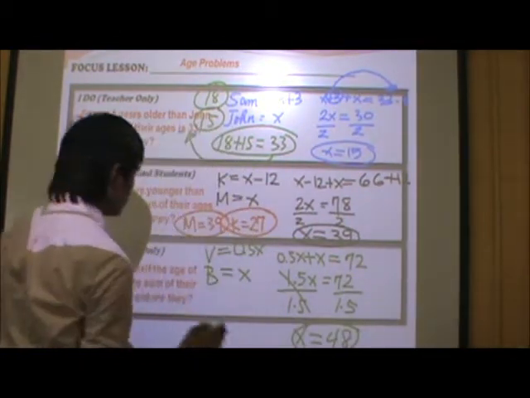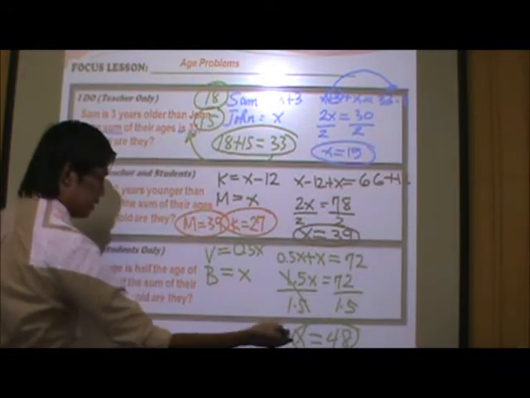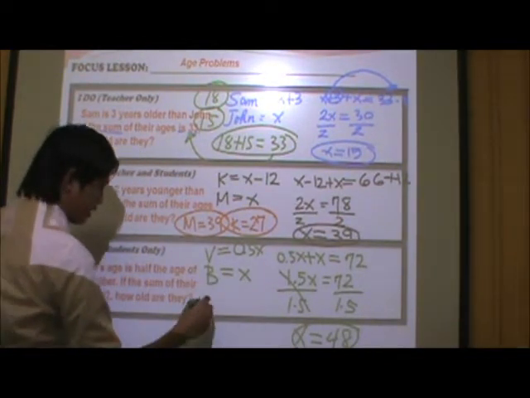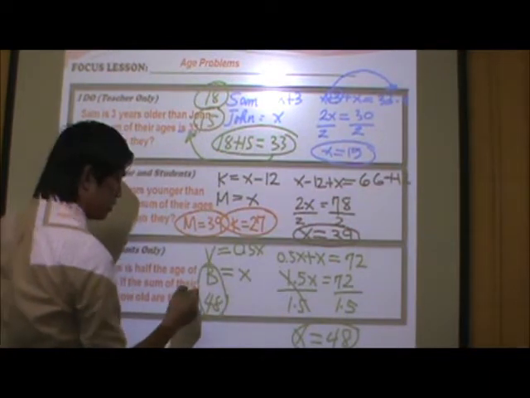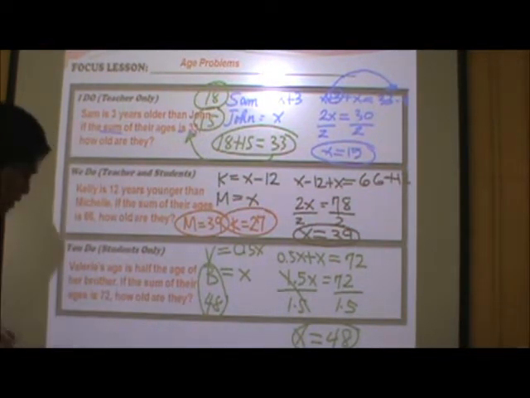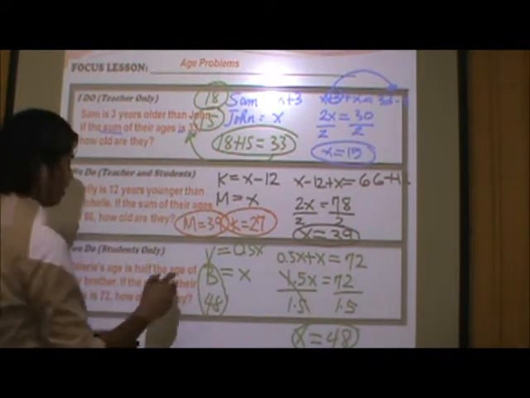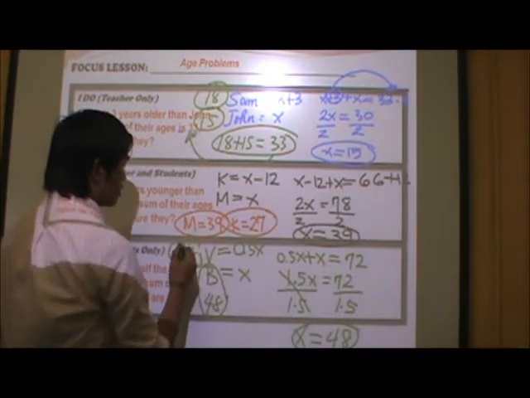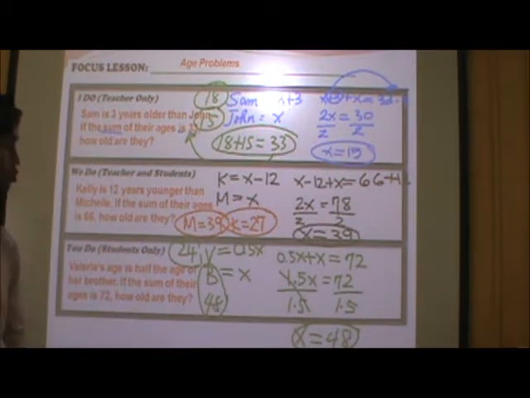48. Now, who is 48 years old? Of course, that's X. X is 48. So that means the brother gets the 48. So the brother is 48 years old, while Valerie is half of it. So what is 0.5 times 48? There you go, 24. So Valerie is 24, while the brother is 48.